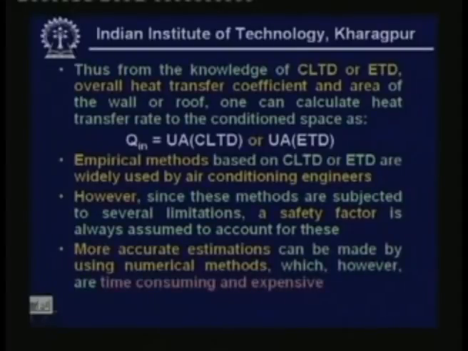More accurate estimates can be made by using numerical methods, which however are time consuming and expensive. Okay, if your building has a different shape, or if you want more accurate results, you have to apply the numerical methods. The advantage of numerical methods is that you can take care of any shape or any boundary condition, but the problem is that they are expensive and also time consuming. So, that is the reason why most of the time the air conditioning engineers use the empirical methods and provide a safety factor to take care of the inaccuracies.